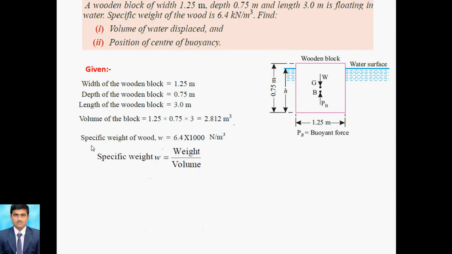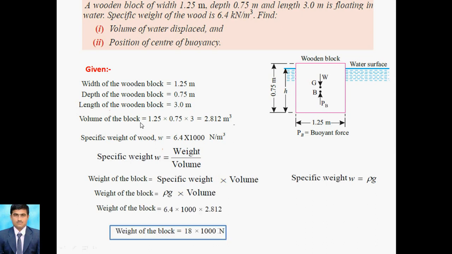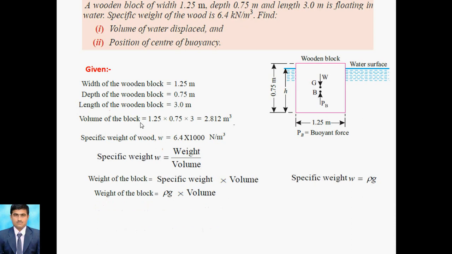It is a simple example. When you calculate the volume, then since specific weight is equal to weight upon volume, we can write the weight of the block is equal to specific weight into volume. We can put the direct value of specific weight, clearly mentioned as 6.4. So 6.4 into 1000 into the volume, 2.812 meter cube. After this calculation, we get 18 into 1000 newton. That is the weight of the block.